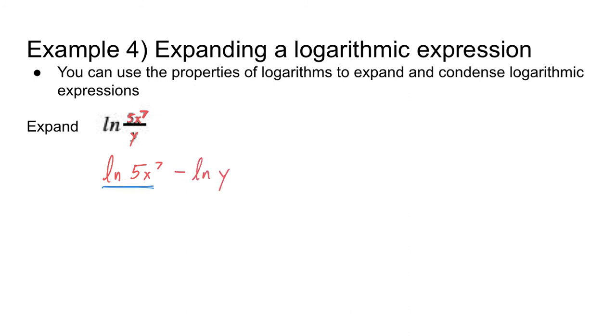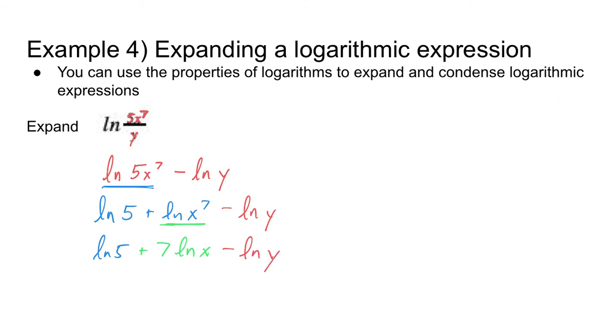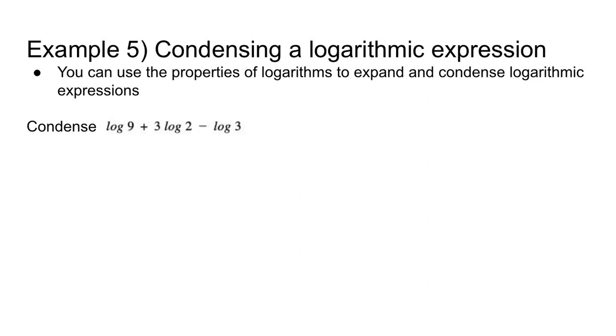And now I can just work with this first part. And I see a product rule. So I can rewrite this as the natural log of 5 plus the natural log of x to the 7th power. Then I still got that natural log of y that comes along for the ride. Now here, I see x to the 7th power. So I know that I can expand that further by writing it as 7 natural log of x. And again, everything else just goes along for the ride. When you don't see any more multiplication, division, or exponents, you know the problem is expanded as much as it can be. Of course, we can also go backwards.